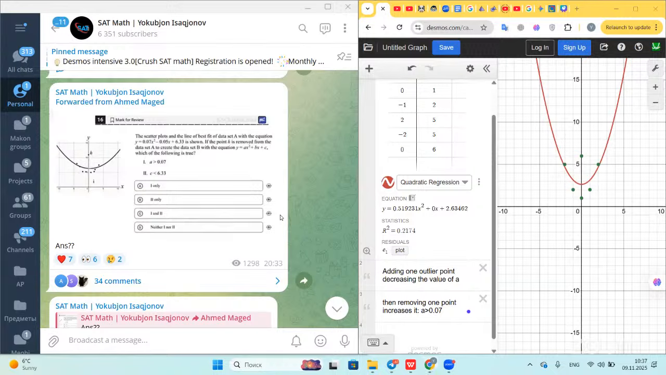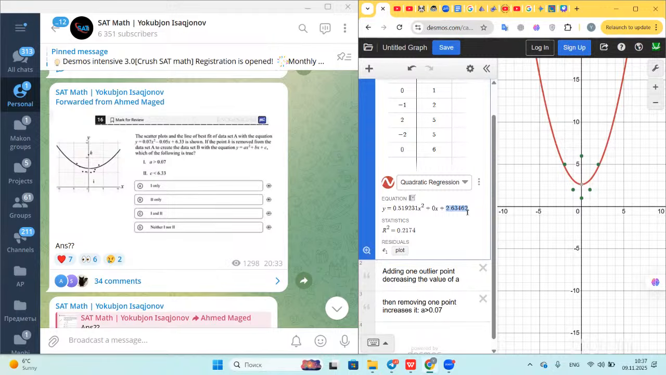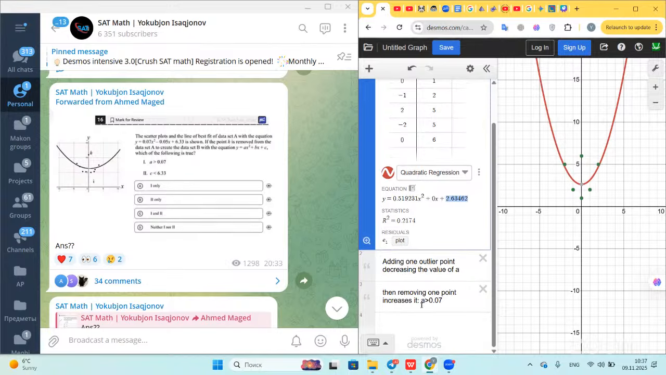Okay, guys, very good. And we can use this approach for this one as well. Before removing this point, the C, like the y-intercept, was 1. Now the y-intercept, which is C, increases when adding the point. It means when you remove it, it decreases. It decreases means C becomes less than 6.33. That's why the correct answer to this question is that both of them are correct, option C. Yes, guys.